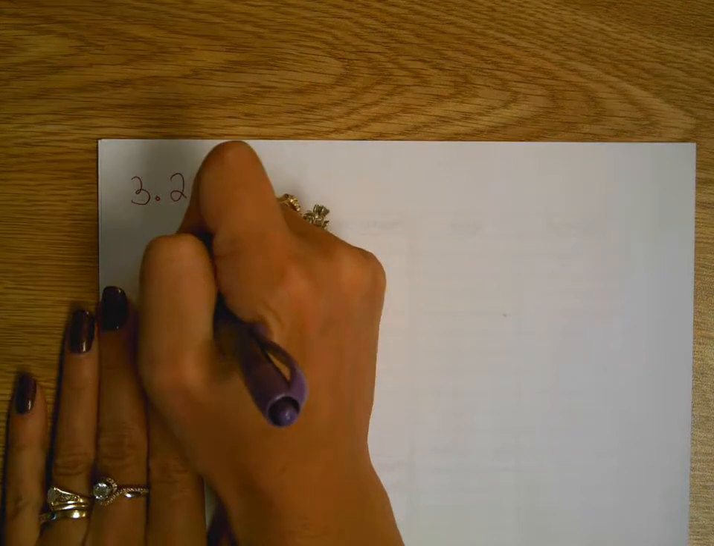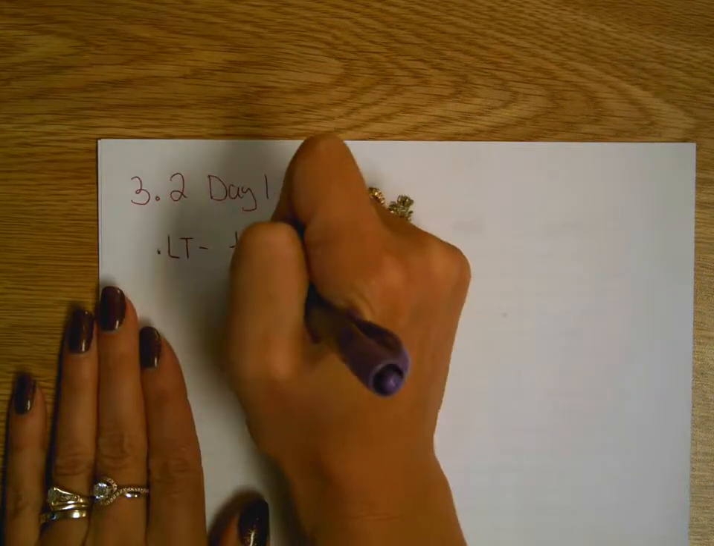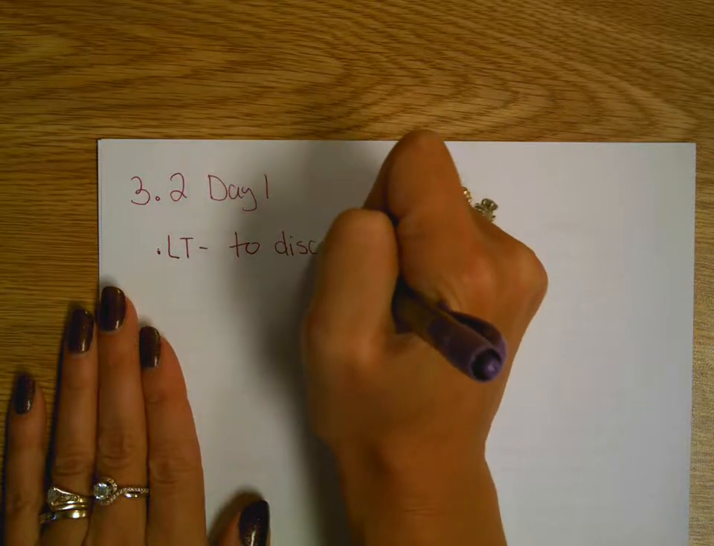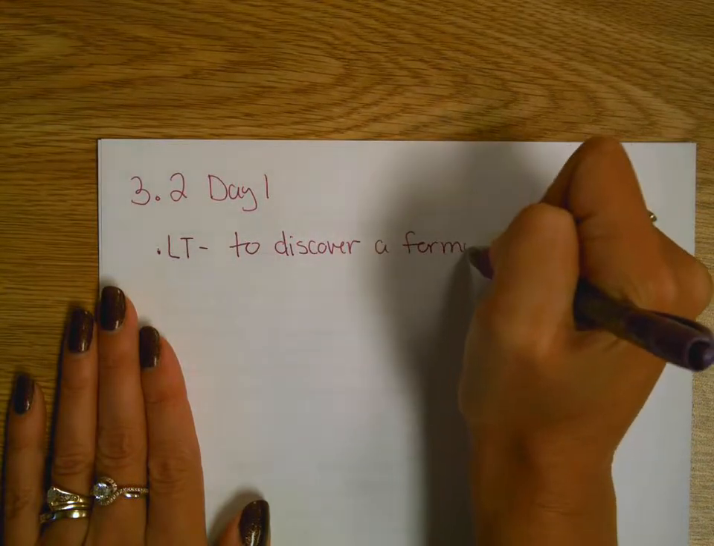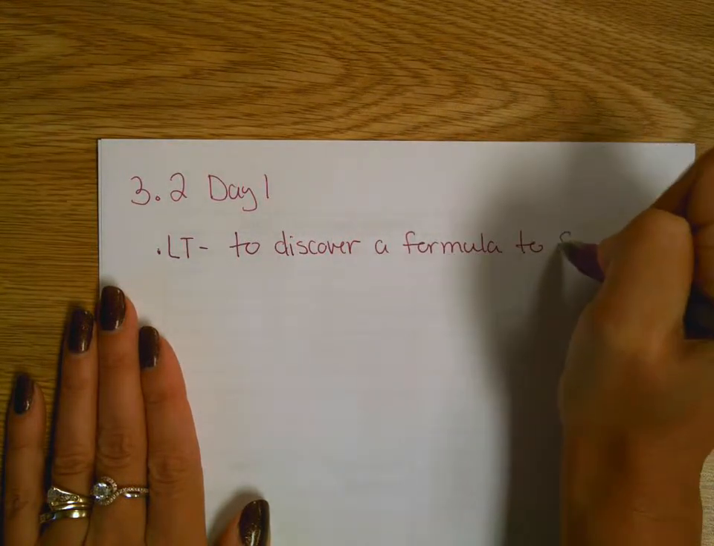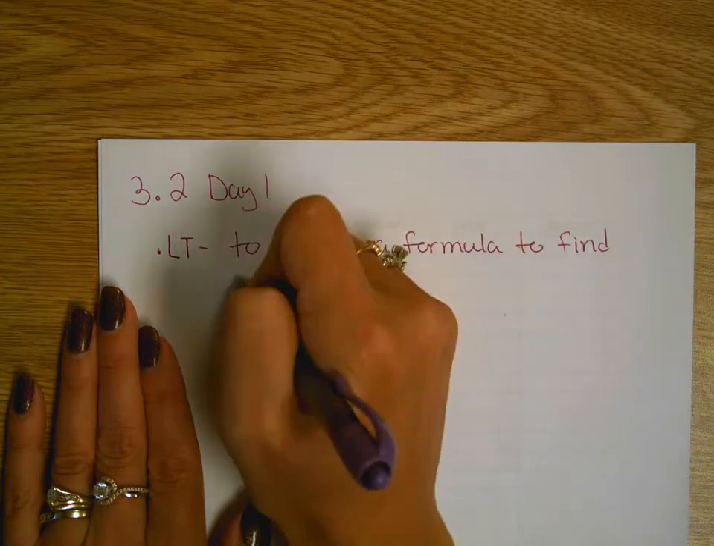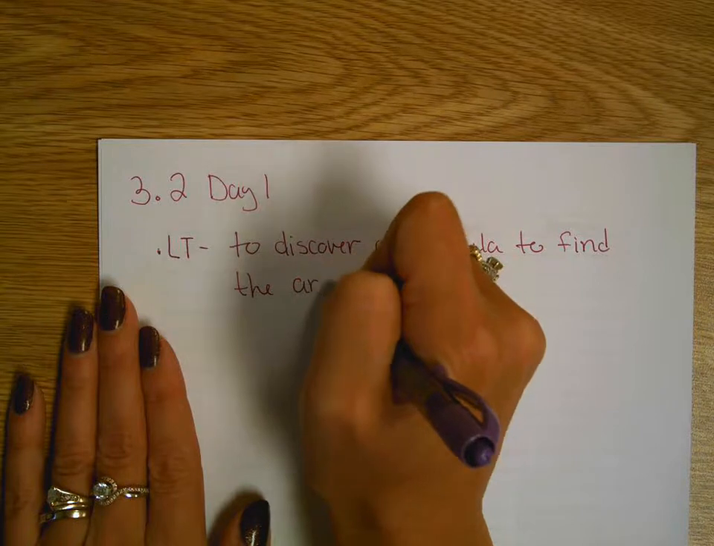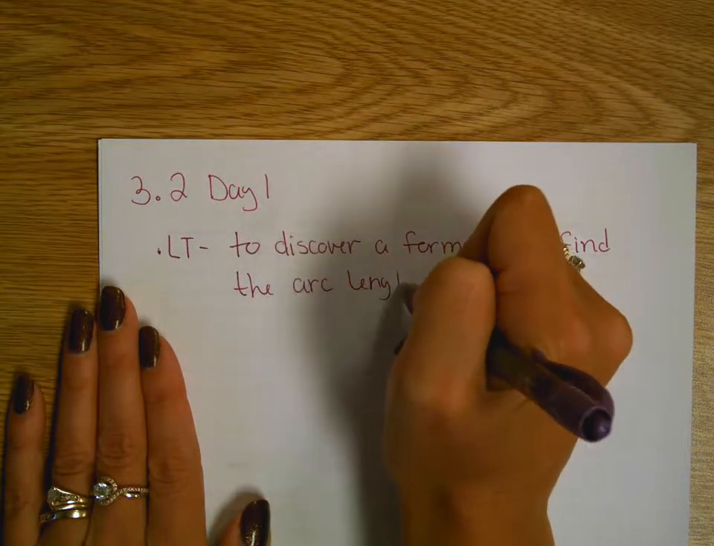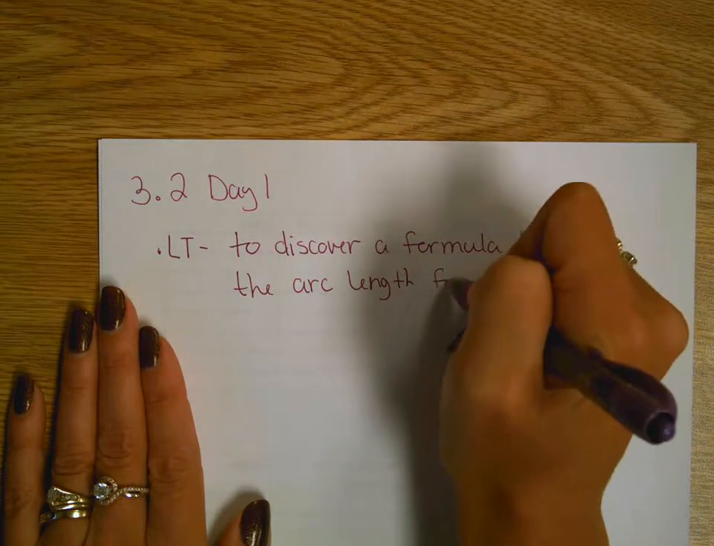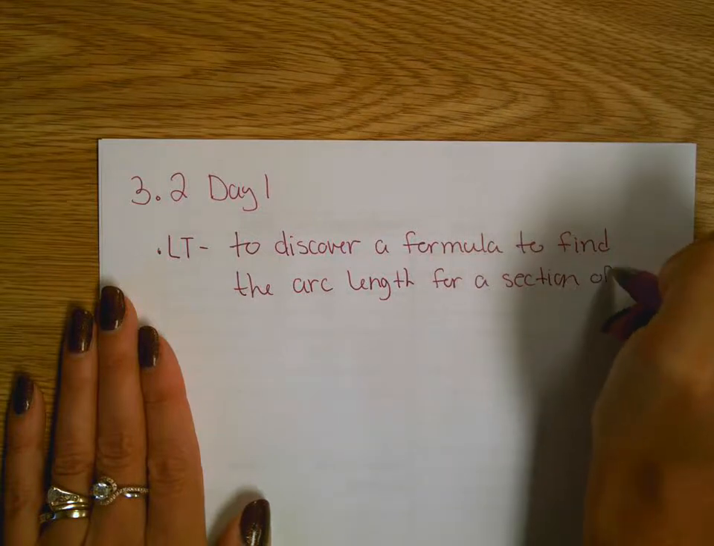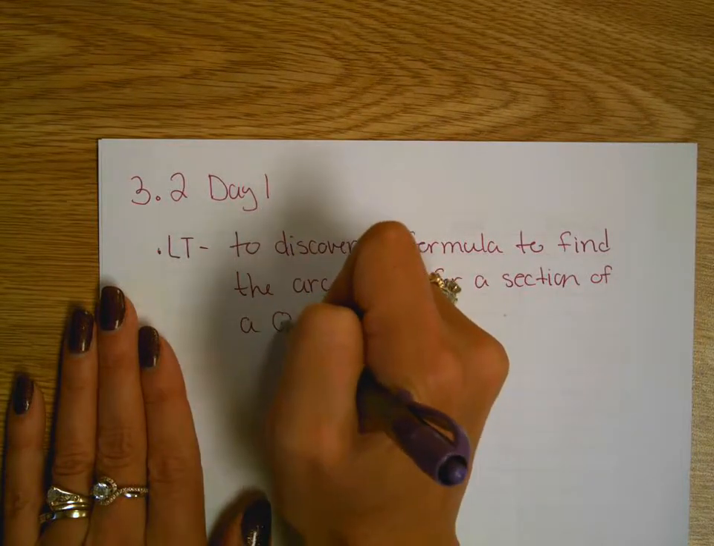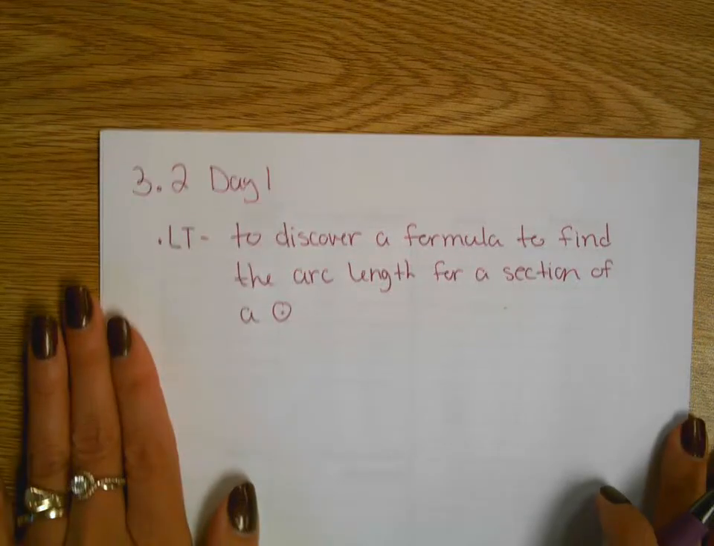Okay, your learning target today is to discover a formula to find the arc length for a section of a circle, and then use that formula to solve the problem.